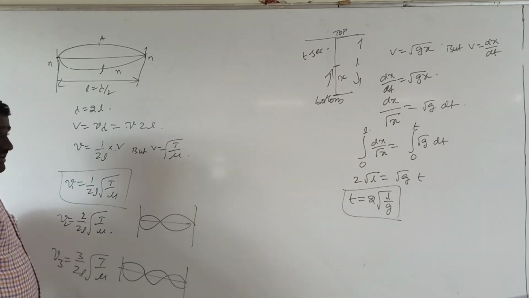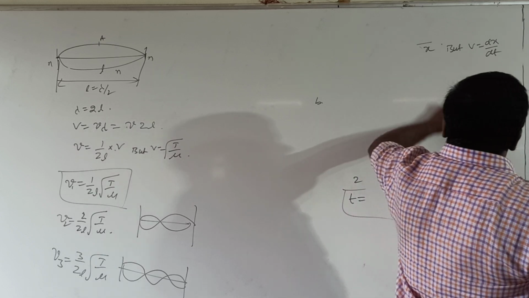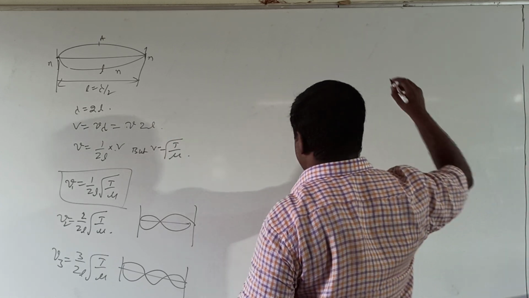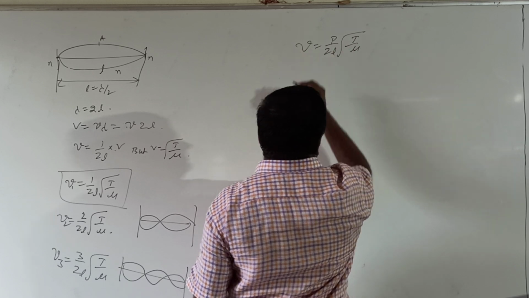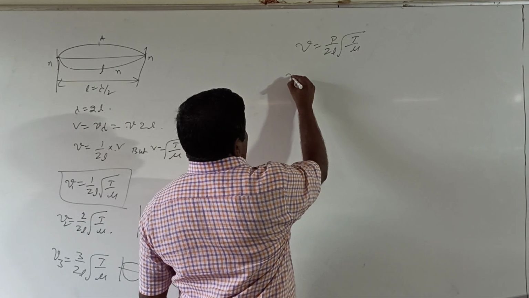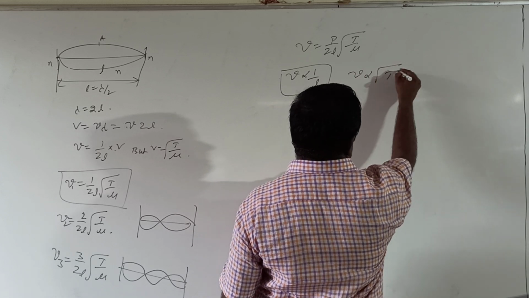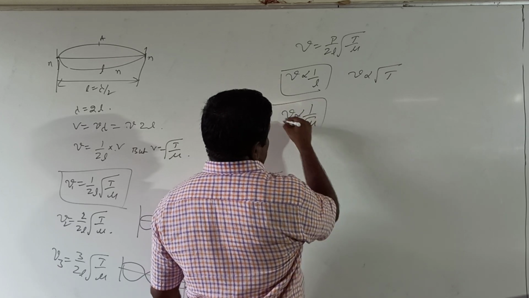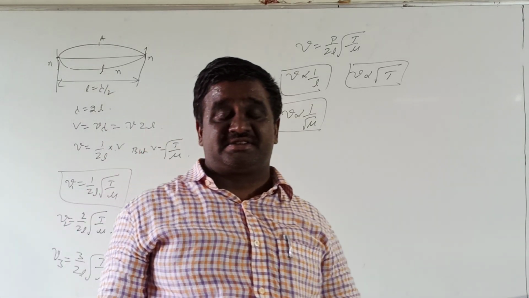Suppose the string vibrates with p loops, then the frequency n equals p by 2L into root over T by mu. From this equation, we get the laws of transverse waves in a stretched string. Frequency n is inversely proportional to the length of the string, and directly proportional to the square root of the tension in the string. Frequency n is inversely proportional to the square root of the linear density. These three are called the laws of transverse waves in a stretched string.